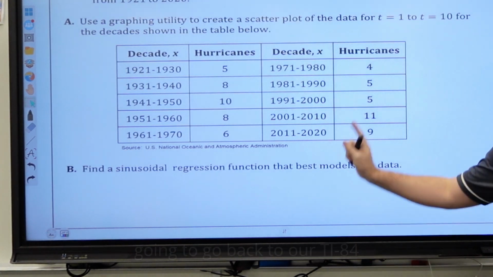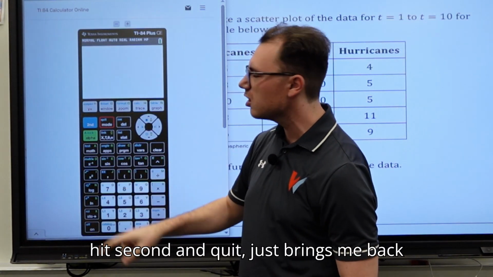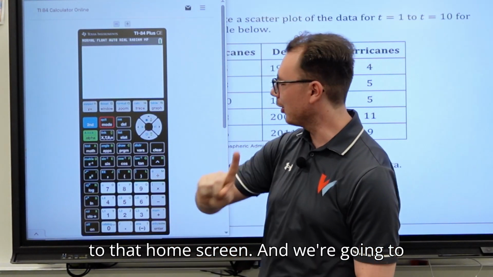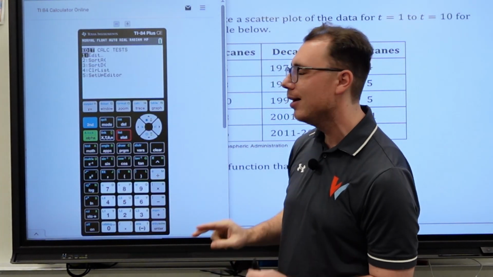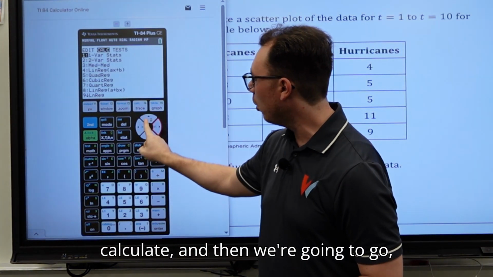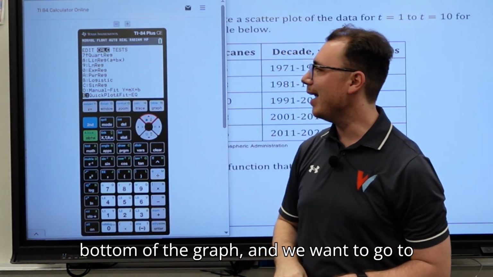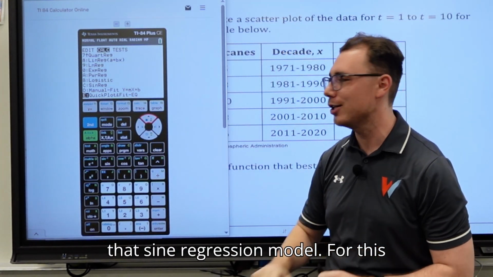To do this, we're going to go back to our TI-84 calculators. I'm going to go ahead and hit second and quit. Just brings me back to that home screen. And we're going to go right back to that stat button there. But this time, we're going to tab over to calculate. And then we're going to go, for me, up, because it brings us to the bottom of the graph. And we want to go to that sine regression model.